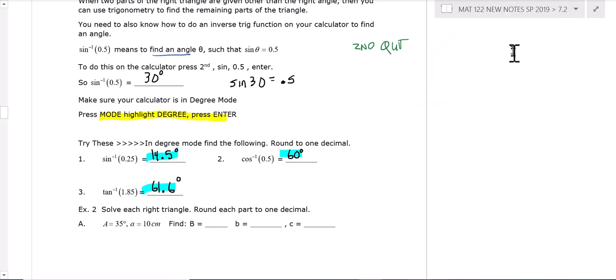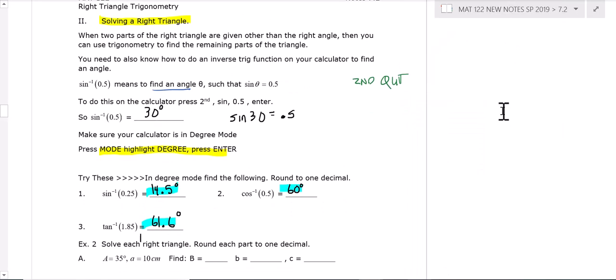All right. So first of all, before I go down to example 2, what we're going to learn how to do is we're going to learn how to solve a right triangle. So basically, if I give you 2 parts of the right triangle, you always know you have a right angle. So if I give you 2 other parts, you can always find the remaining 3 parts.